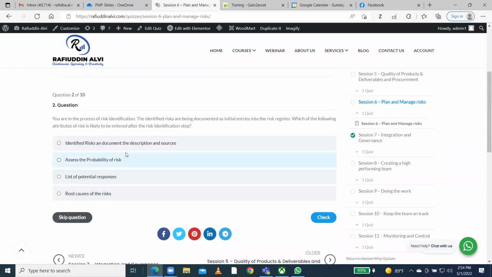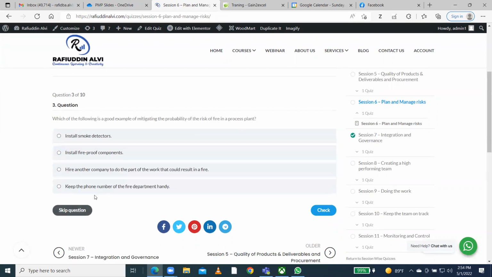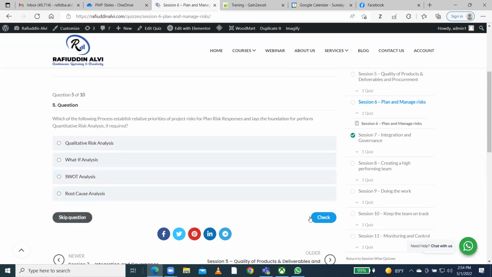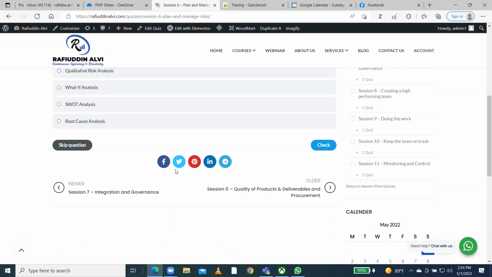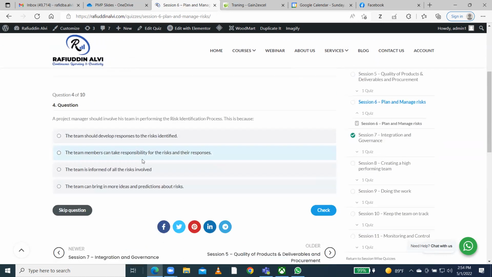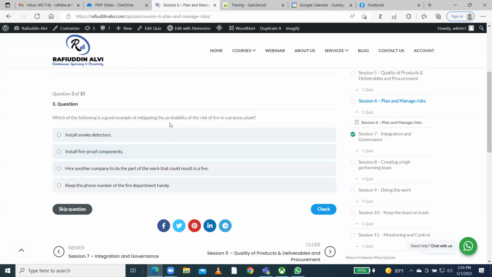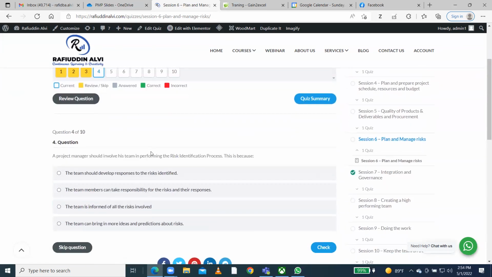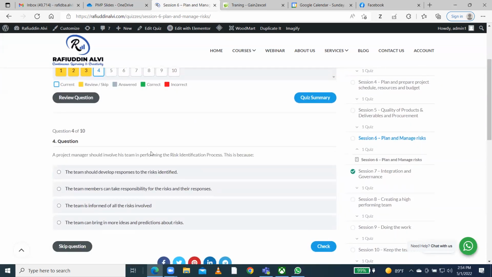Okay, this one you are doing. This is done. Second one, this also is done. Third one, not done. Fourth one also not done. The project manager should involve his team in performing the risk identification.